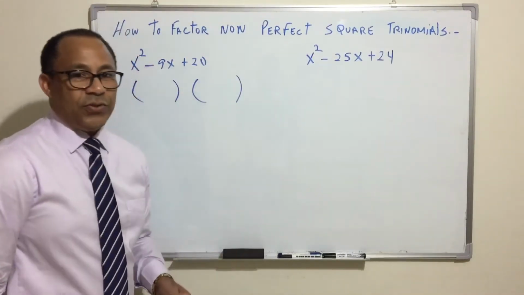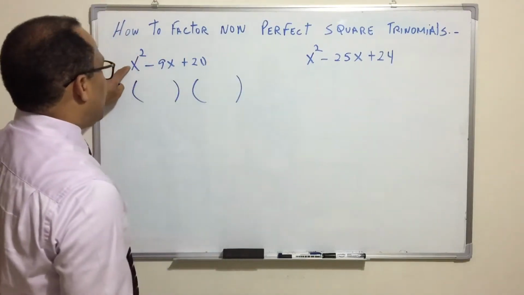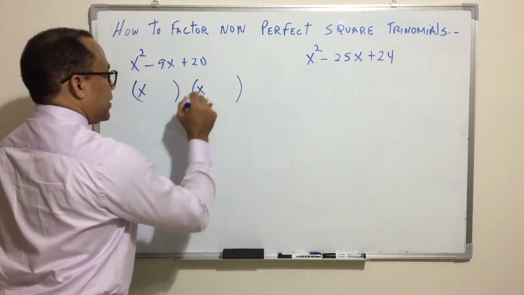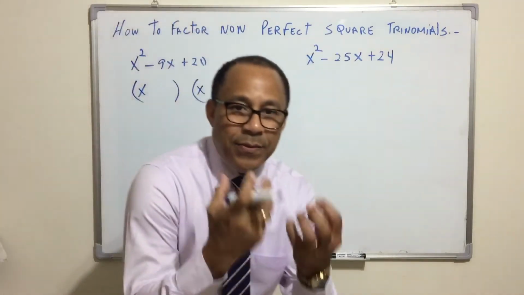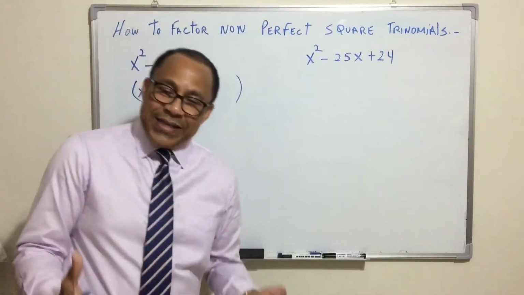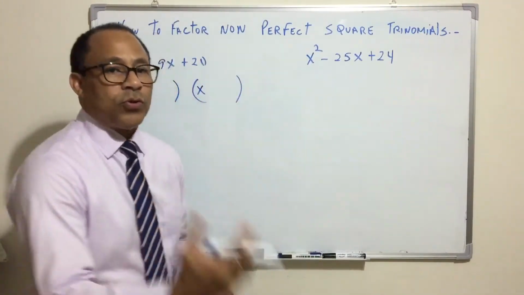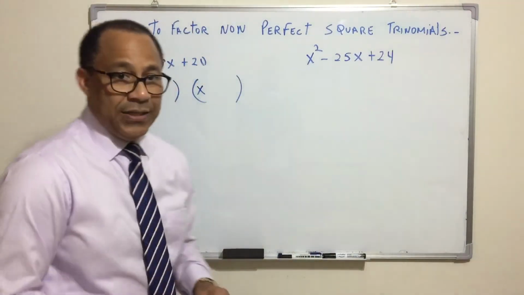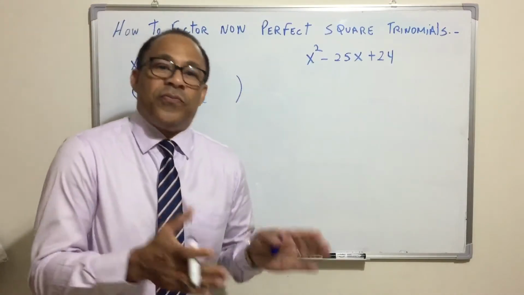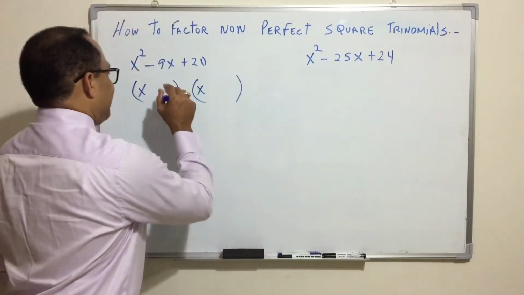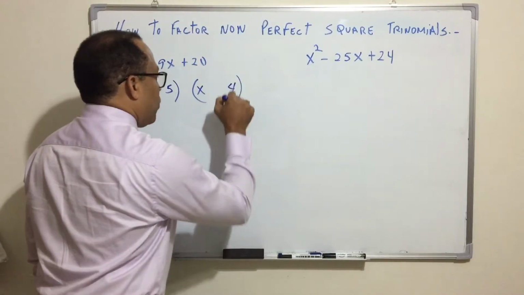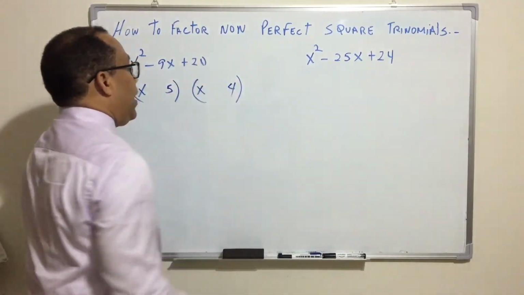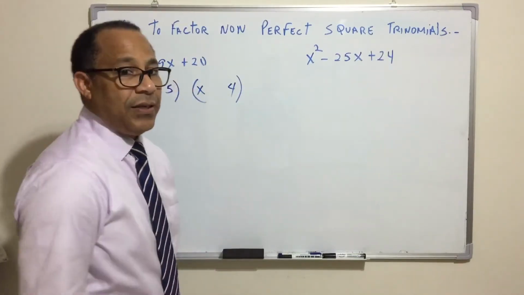This is the way you factor. Just the square root of the first term in both places, x and x. And here comes the game. Now, like I said, we are looking for two numbers that when multiplied are 20, and when you add them, you get 9. Those numbers are 5 and 4. Why 5 and 4? Because 5 times 4 is 20, and 5 plus 4 is 9.